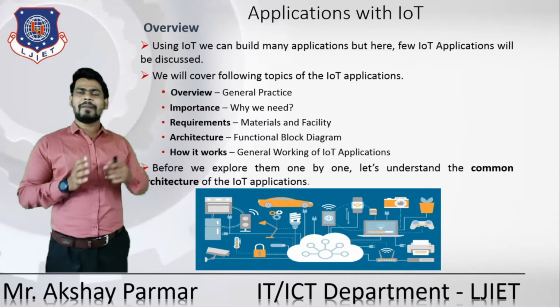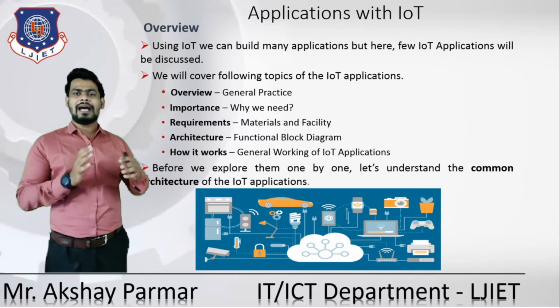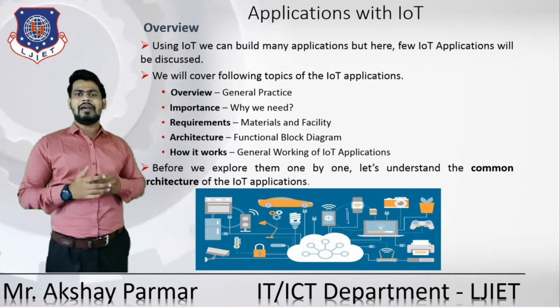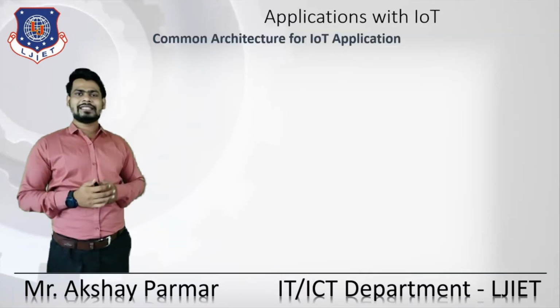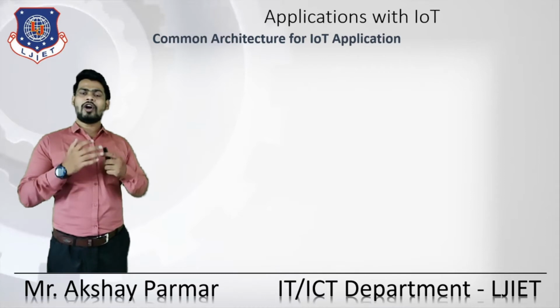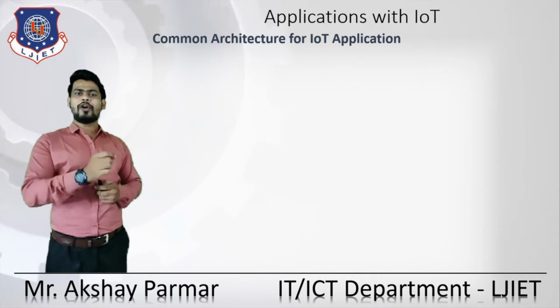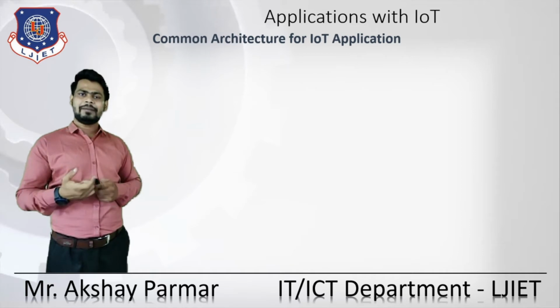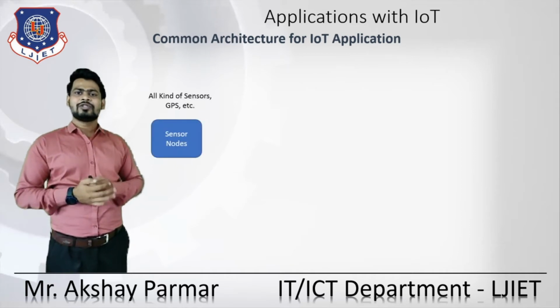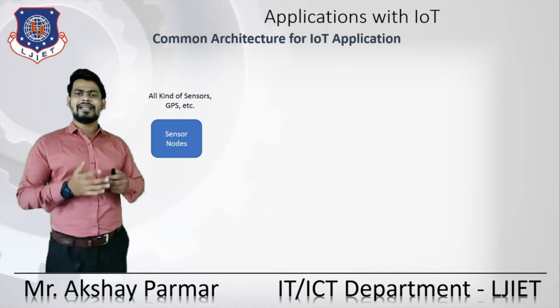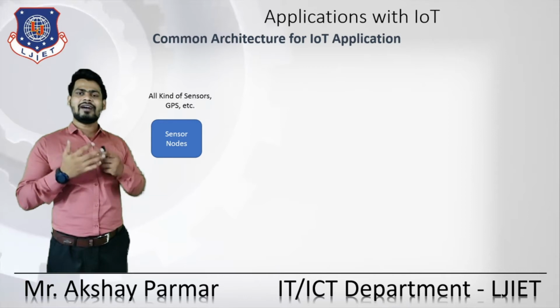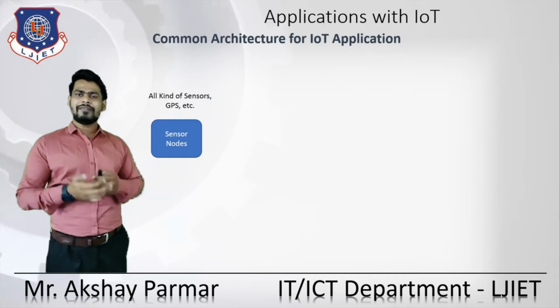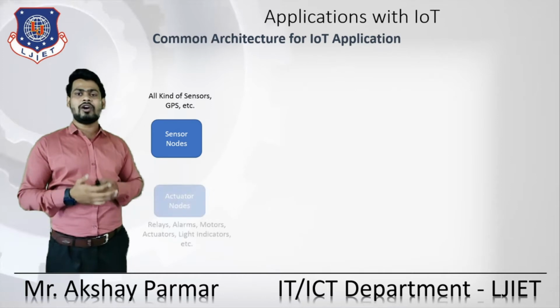Before we explore them one by one, let's understand the common architecture that all IoT applications have. As you are all aware, what is the starting point of any IoT application? The IoT application starts from the sensors. Here the sensor nodes are sensing data from their surroundings, or environment. The sensor node is sensing a physical property. We can have any kind of sensor node, such as a GPS sensor, temperature sensor, and so on.